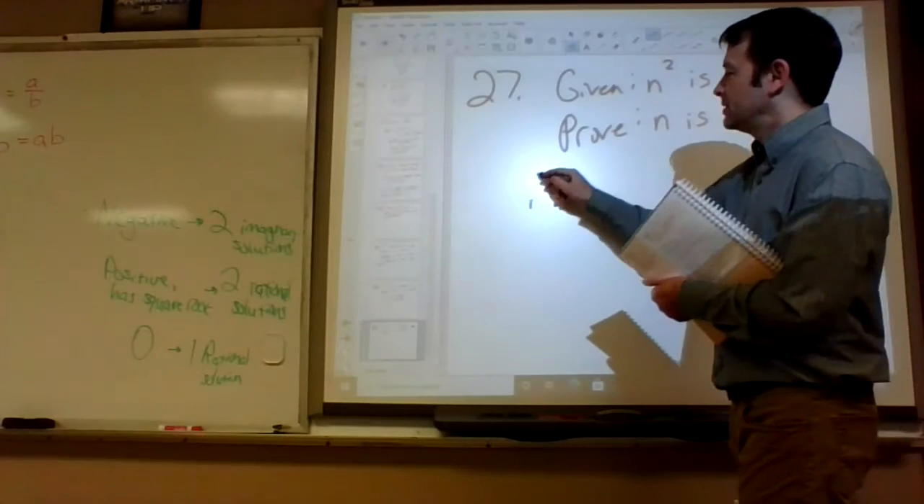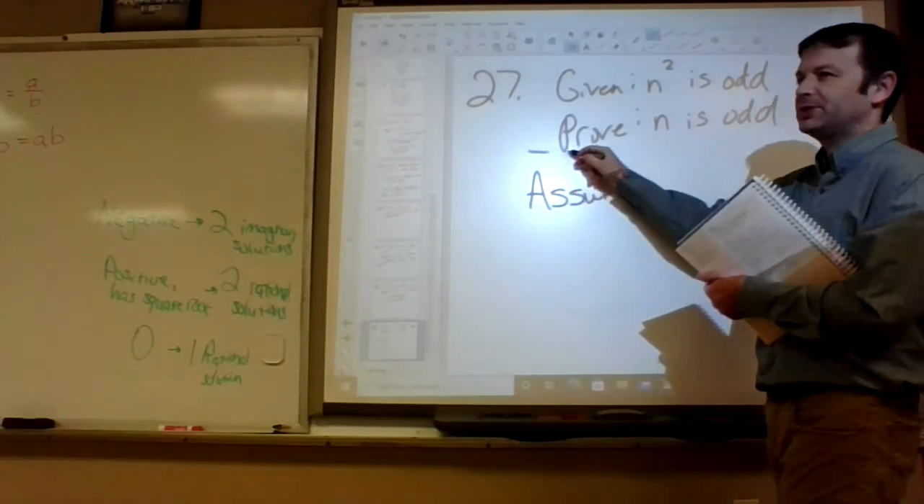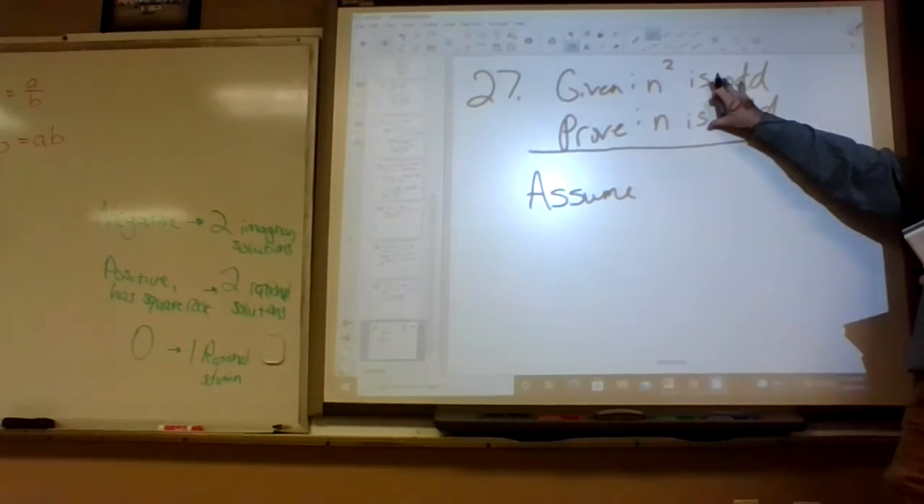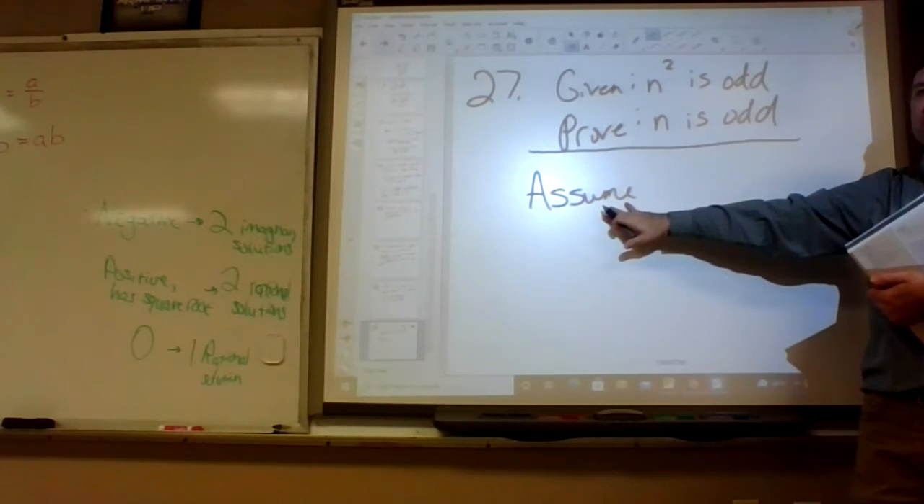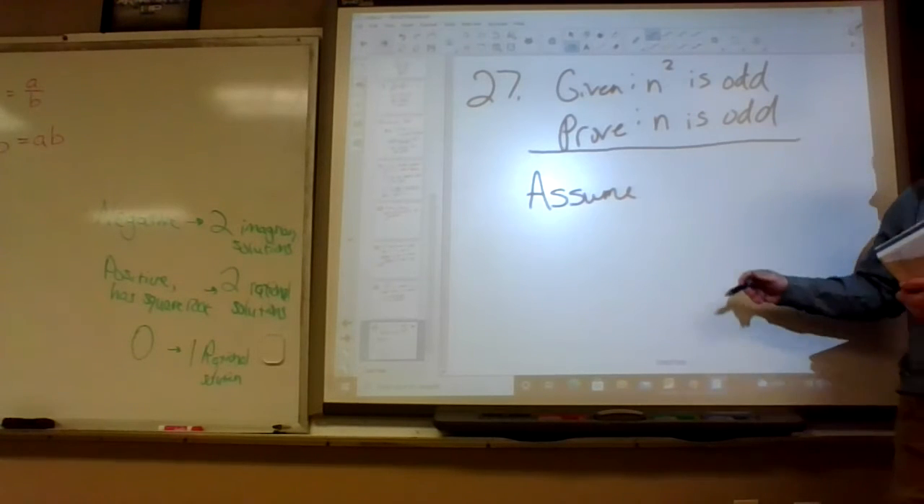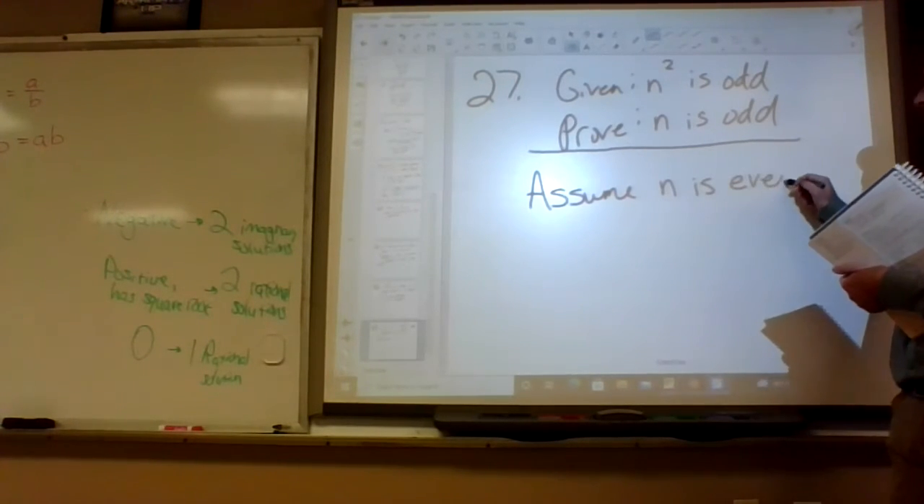Are we doing a proof by contradiction? Okay, this is basically what the problem gave us. This is where I'm going to start with my answer. What am I going to assume, do you think? Assume n is even. Assume the opposite of what we're trying to prove.